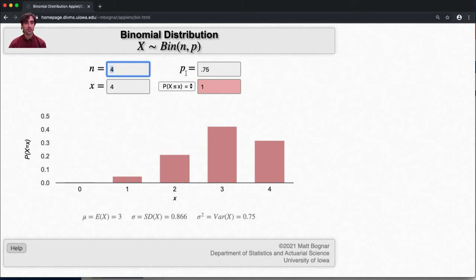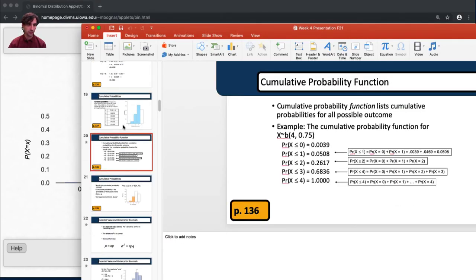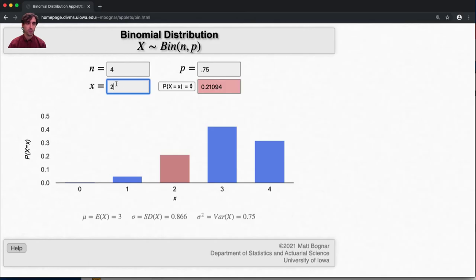There are 4 patients. The probability of success is 0.75. And let's say, what is the probability of exactly 2 successes? So 2 patients survive out of the 4, and that is 21%. We can go back here, and we can actually look at that too. Right here, 21%. There it is, yay. Okay, what about 0 surviving?